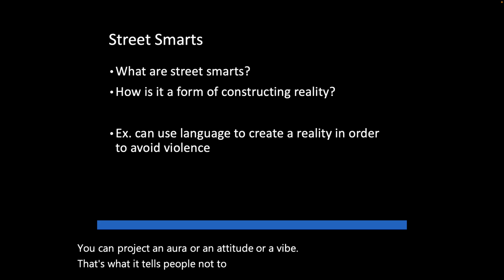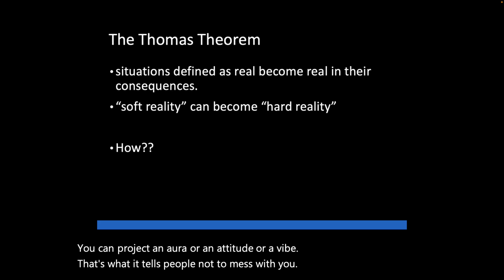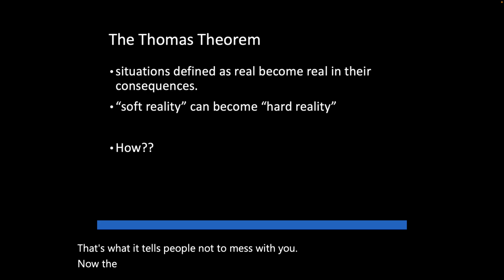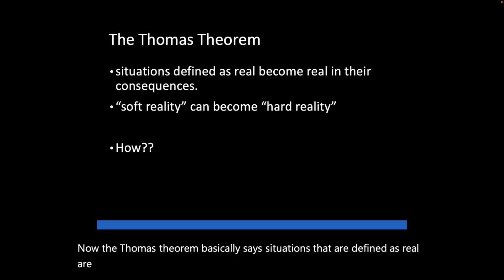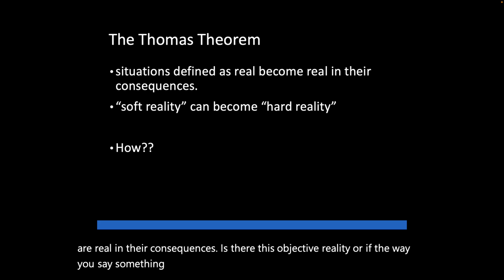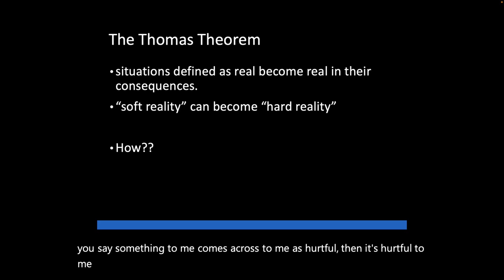to mess with you. Now, the Thomas theorem basically says situations that are defined as real are real in their consequences. Is there this objective reality? Or if the way you say something to me comes across to me as hurtful, then it's hurtful to me. That is the reality, even if you meant it in some other way, shape, or form.